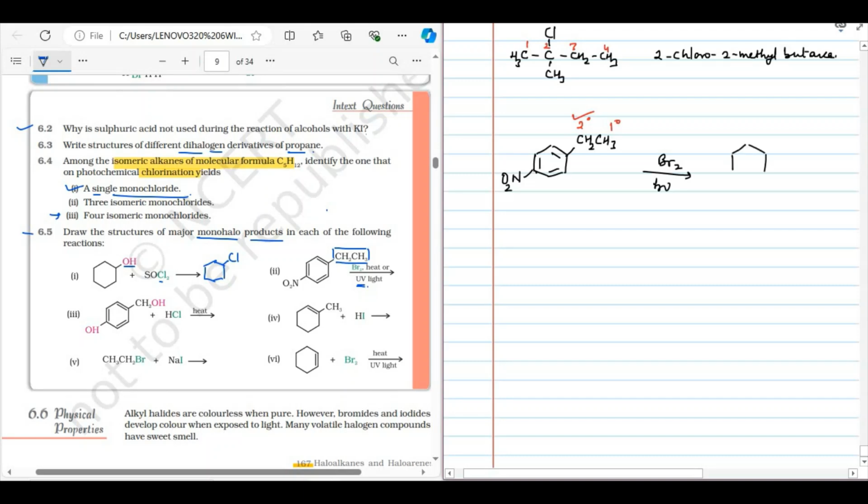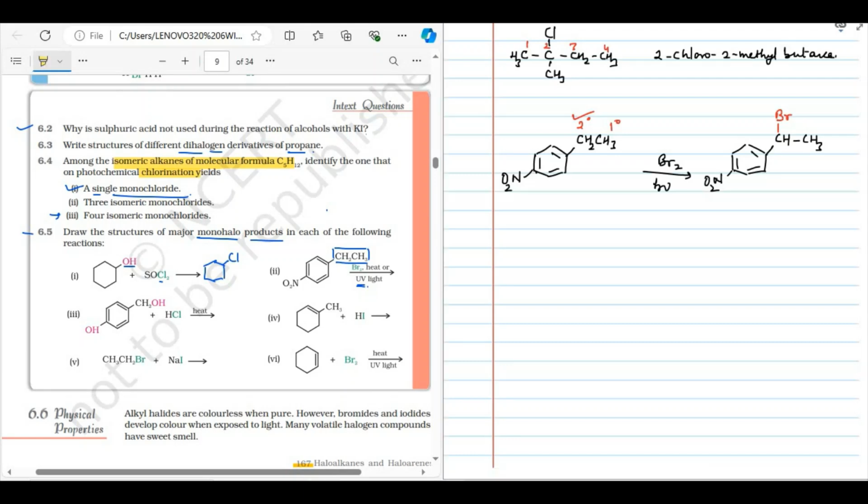product. This is the benzene ring. Here the NO2 group is there. And this is CH single bond CH3, and bromine will get attached to the second carbon. So this is the monohalo product formed by this reaction.